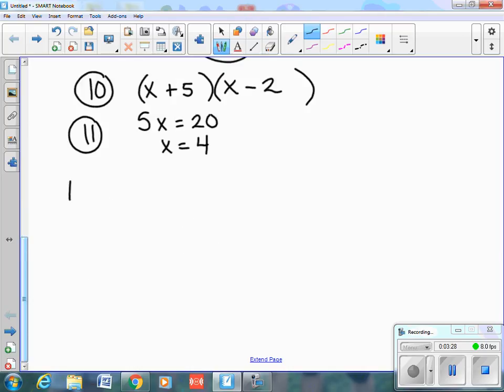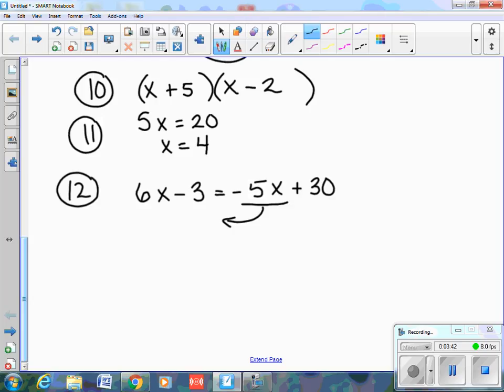Number 12, you need to cross multiply. 6x minus 3 equals negative 5x plus 30 when you cross multiply. After you cross multiply, I'm going to bring this over to here, which makes 11x equals 33. So x equals 3.